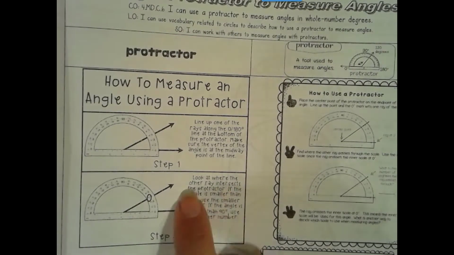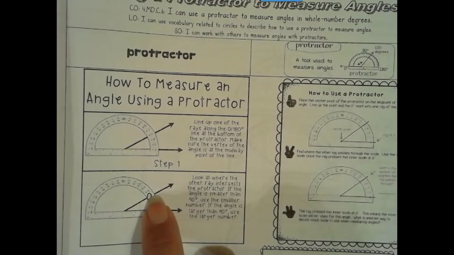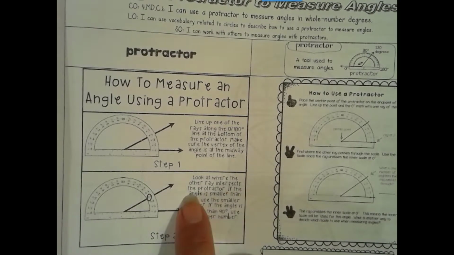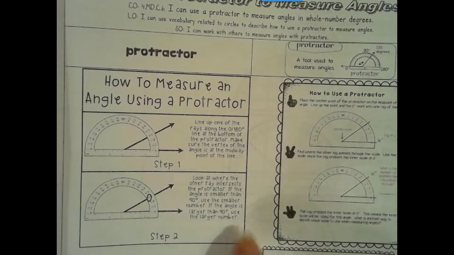Then look at where the other ray intersects the protractor. Intersect means the crossing. If the angle is smaller than 90 degrees, use a smaller number. If the angle is larger than 90 degrees, use a larger number.